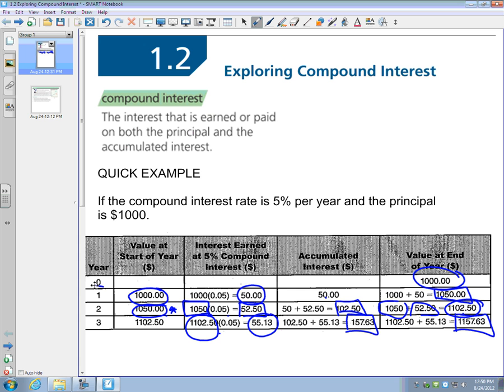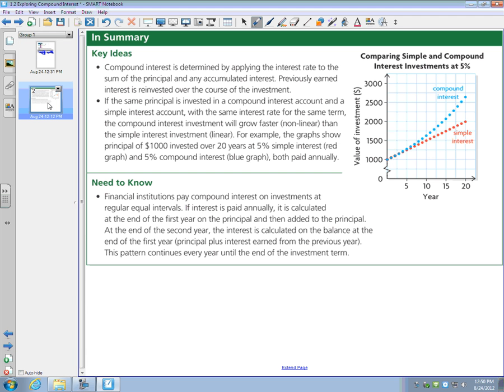Your interest is no longer constant. Remember, in simple interest, it was constant. Our example we did was 50, 50, 50. Here we're doing 50, 52, 55. Next year it would be even more than that. Okay? So that's the key idea here. Compound interest is determined by applying the interest rate to the sum of the principal and all accumulated interest. Previously earned interest is reinvested over the course of the investment.